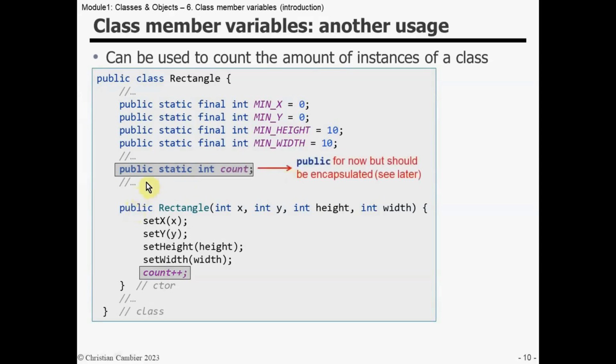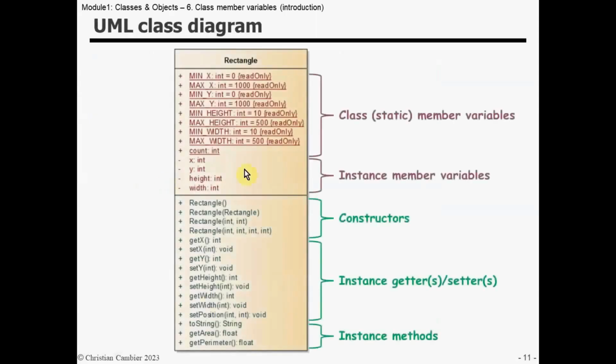It's public for now, but it should be encapsulated. I'll address this problem in the next topic about class methods. For now I make it public, so we have the plus sign and as well underlined because it is a static member variable.